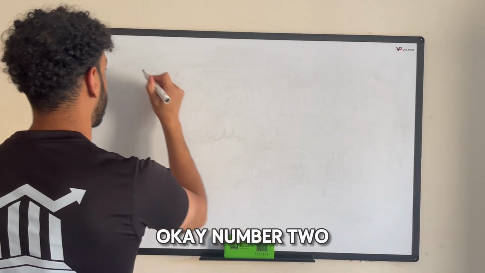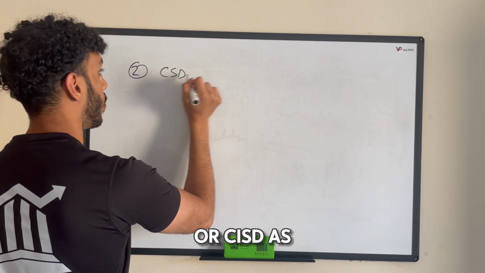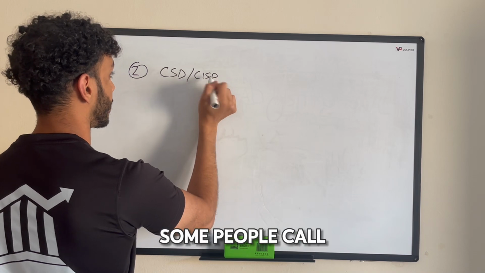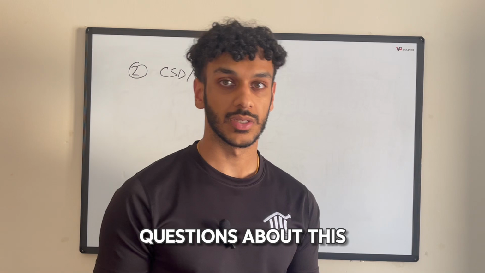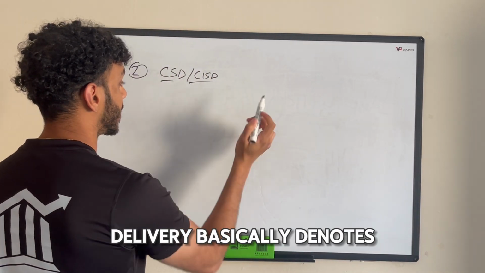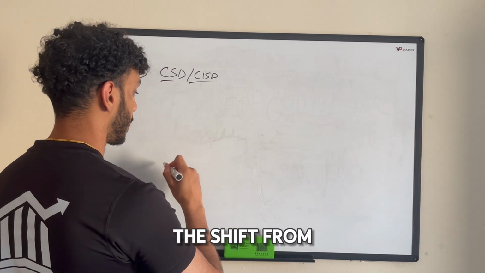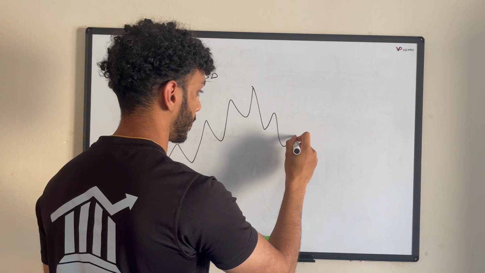Number two, we're going to look at the CSD, or CISD as some people call it. It's just a change in state of delivery. Now, I get a lot of questions about this inside of my reels, so let's talk about it. A change in state of delivery denotes the shift from buy program to sell program.